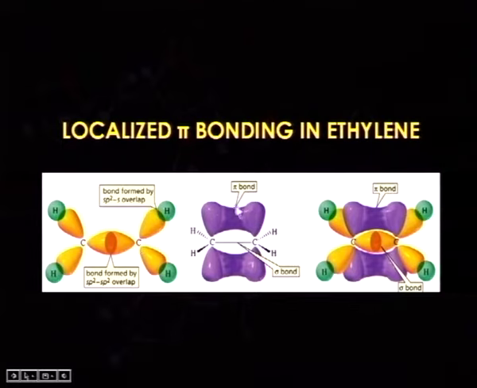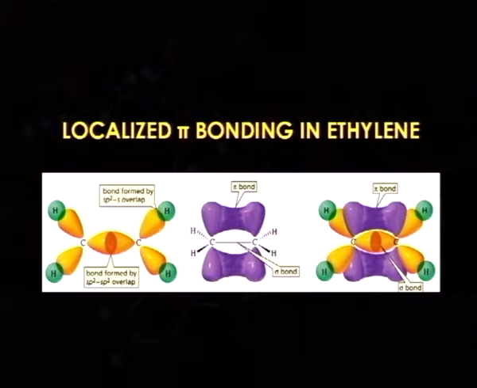Then next, a pi bond is formed. The pi bond is formed by the sidewise overlapping which takes place between the unhybridized p orbital present on one carbon atom and the unhybridized p orbital present on the second carbon atom, and they are overlapping here. The electrons present in the pi bond, that is 2 electrons, will remain localized here only. So, it is called localized pi bonding.